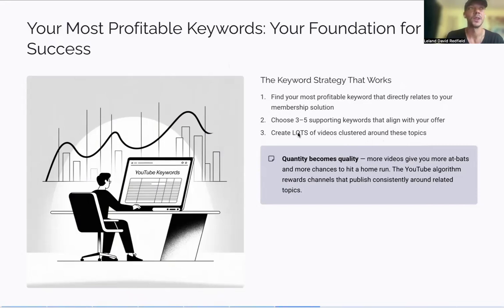So, if your keyword is morning yoga, then you can do 15-minute morning yoga for back pain, yoga morning for energy, morning yoga for men, women. But you want to have that keyword everywhere because that's your most profitable keyword if you have a yoga membership or a morning yoga membership or product. So find your most profitable keyword, choose 3 to 5, and then create lots and lots of videos around there. And quantity becomes quality. So the more you create, the better they'll get. And the more you create, the more likely that one of those videos is going to get ranked really high and get tons of traffic.